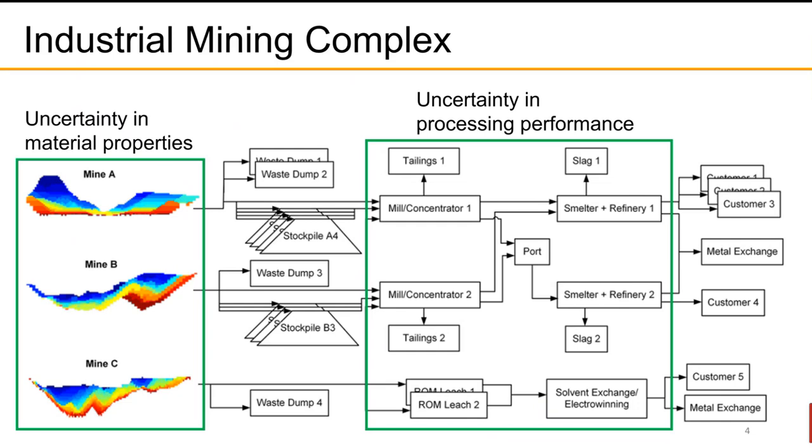So of course, we have uncertainty in the material properties that we represent using simulated ore body models. And we have a second type of uncertainty in the processing performance. So in those transformations that happen to the material in our processing streams, we know there's uncertainty in there, and so we want to include it into our mine planning framework.